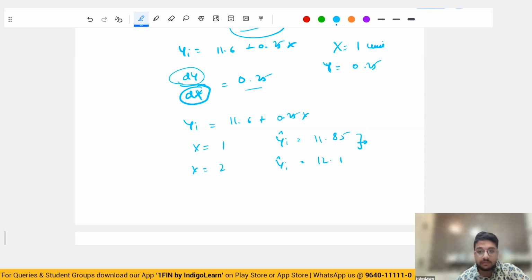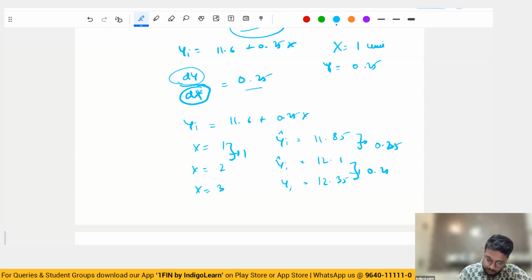What is the difference? 0.25. And between 1 and 2, what is the difference? 1. Let me change it to 3 now. Tell me the value of y, please. It's 12.35. What is the difference? 0.25. What is the difference in x? 1. So whenever x is changing by 1 unit, the change in y is always 0.25, which is your slope.